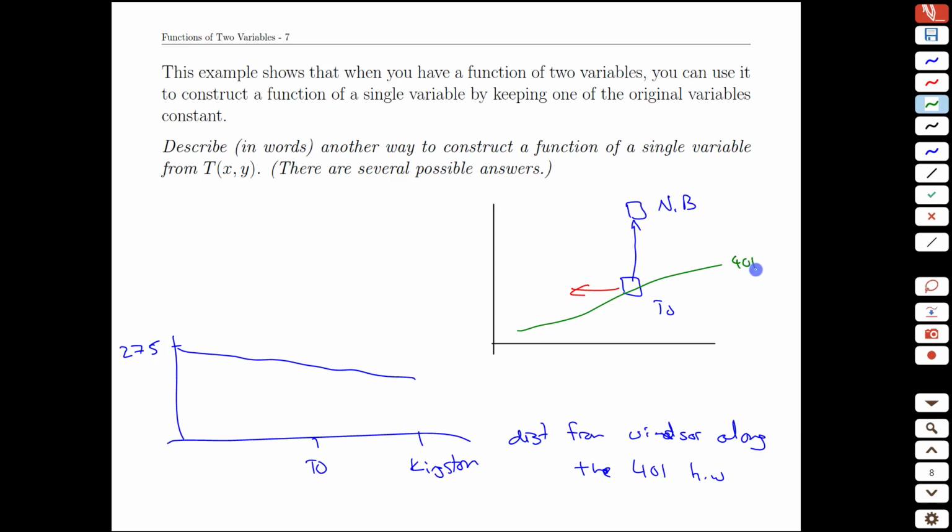That also opens the door for any other pathway, we can imagine following other highways through the backcountry of Ontario and generating temperature graphs that way. The idea is, if we have a two-variable function, we can always talk about a path through that domain of that function. And if we look at the value of the function, here temperature, along that path, we get a nice single variable relationship like we've seen before.